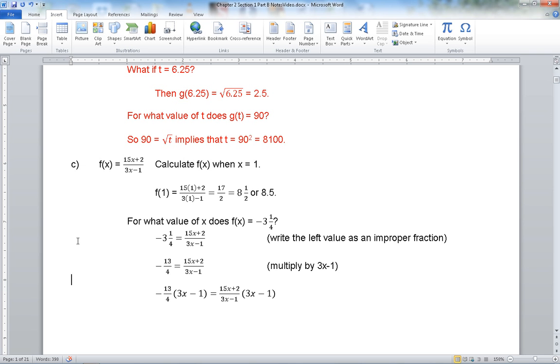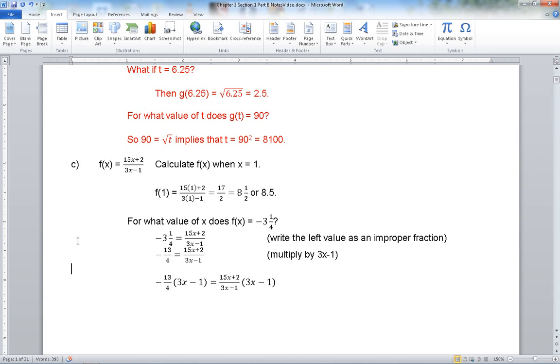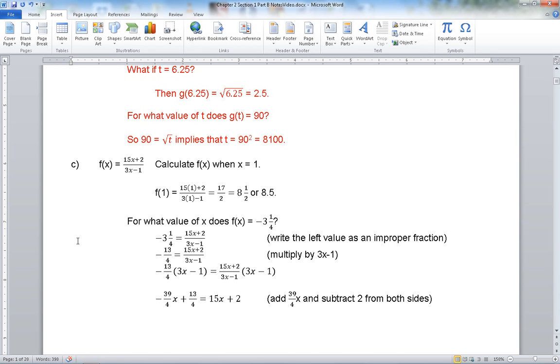Then we have negative 13/4 times, and we're distributing the denominator. So 3x minus 1, we multiply by on both sides, and then simplify. When we do that, on the left side, we would get negative 39/4 x plus 13/4 equals, and then on the right side, we're left with just the 15x plus 2.